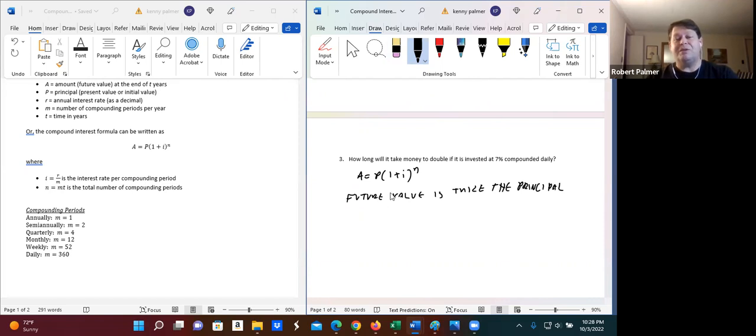So if the future value is twice the principal, we can simply write that. What that tells us then is that A is going to be 2 times P. Now, if we were tripling it, it'd be 3 times P, quadrupling it, 4 times P, and so forth. Now, what does this do for us? Well, this allows us to replace A with 2 times P, which is equal to P times (1 plus i) to the n.